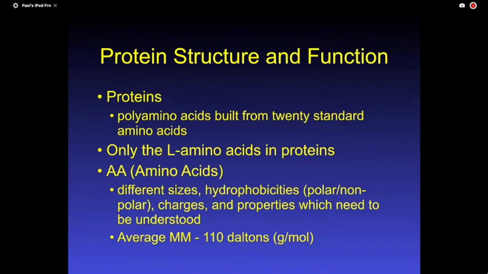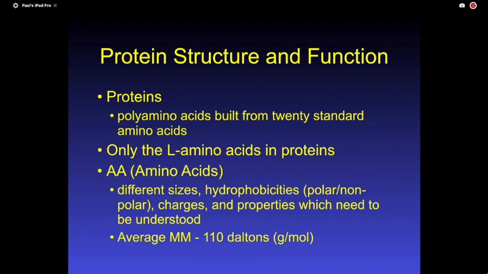Protein structure and function. Okay, proteins, they are a polymer of monomers called amino acids. Okay, and there are 20 standard amino acids from which proteins are synthesized. The proteins are synthesized only from amino acid monomers that are of the L version. Okay, there is L and D. They could be classified R and S, but we use L and D for the terminology here.